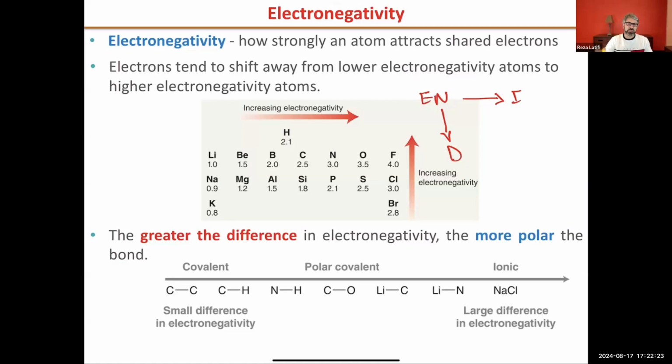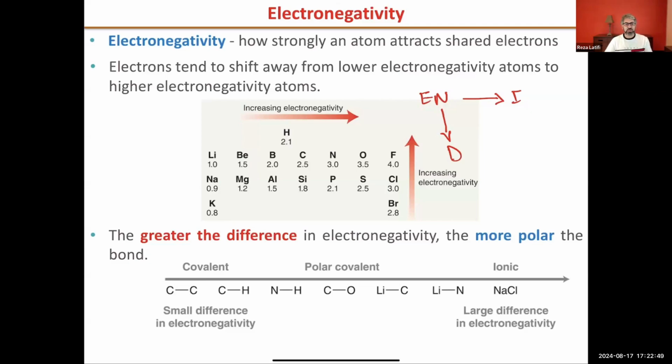Anytime you attach two non-identical elements to each other, you're going to have a polar bond. Why a polar bond? Because they will have different electronegativity. Different elements will give you different electronegativity. So anytime you attach two non-identical elements, you will have a polarity. How strong the polarity is depends on the difference in their electronegativity.